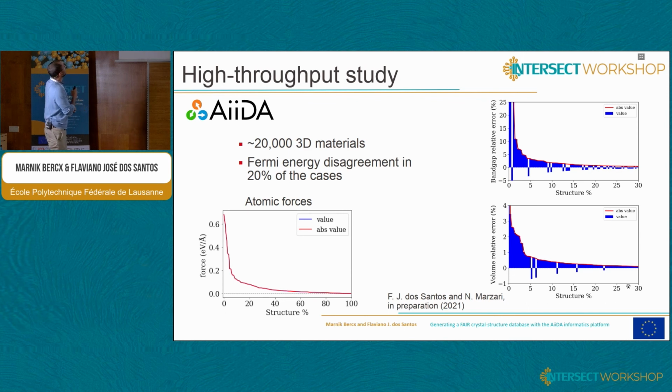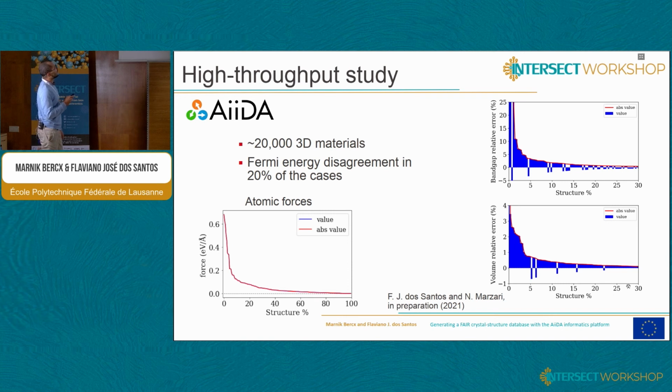To finalize, we conducted this high-throughput study just to analyze the robustness of this algorithm. We used more than 20,000 materials from the 3D database that Marnik was studying. We found that we got a different Fermi energy in 20% of those structures. Because those structures had already been relaxed with the previous algorithm, we computed the forces using the new Fermi energy. For many of those materials where we saw the discrepancy, the forces were out of convergence. These forces should be near 0, but actually they are finite. It means that those structures are not really correctly relaxed.